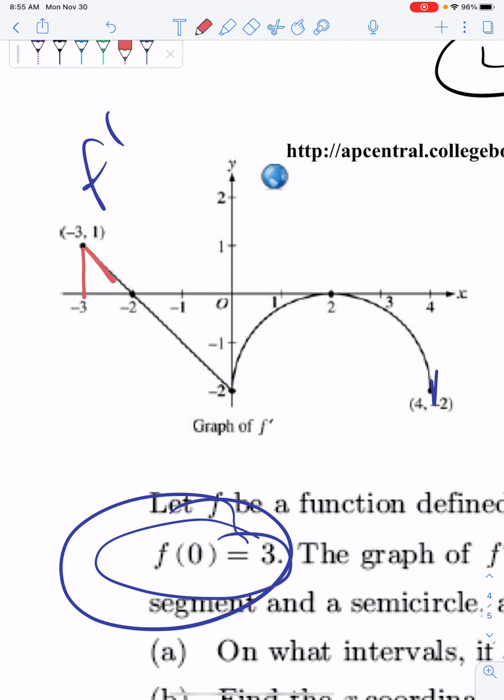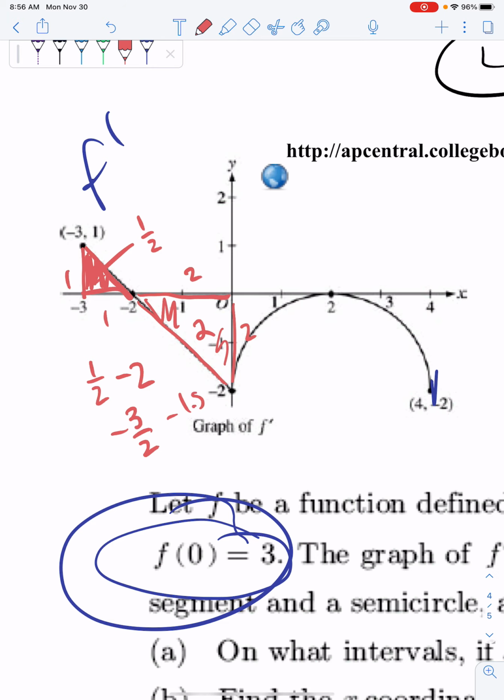I've got a triangle right here, and it's 1 wide, and it's 1 tall. So I've got this little 1 by 1 triangle, which means the area is 1/2. Then I've got this triangle that is 2 wide and 2 tall, so it's a 2 by 2. And that makes the area of the inside 2. But I've got to be careful because this area is above the curve, this area is below. So the 1/2 is positive, but the 2 is negative. So if I add these two areas together, I get negative 3/2 or negative 1.5.